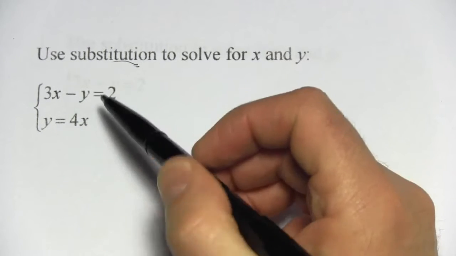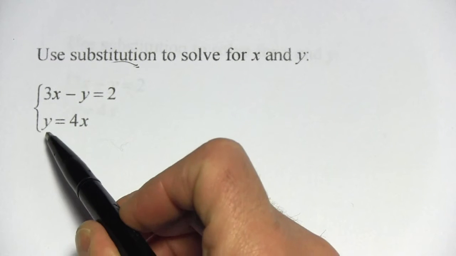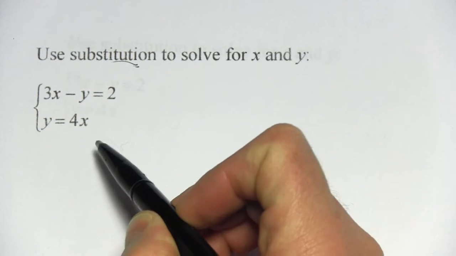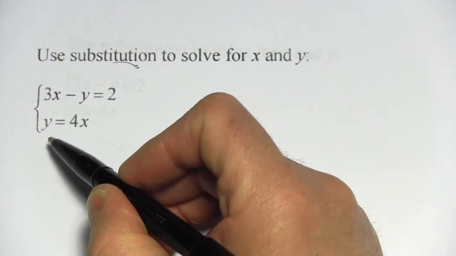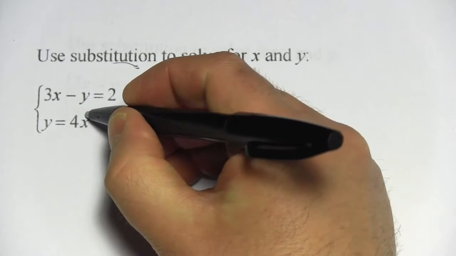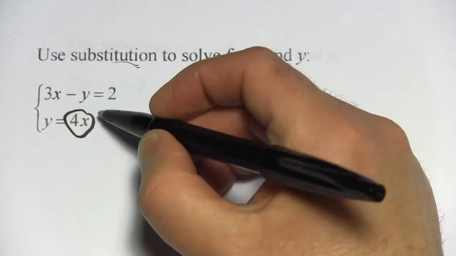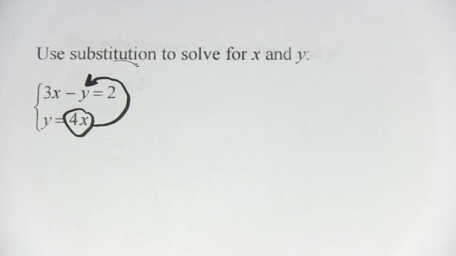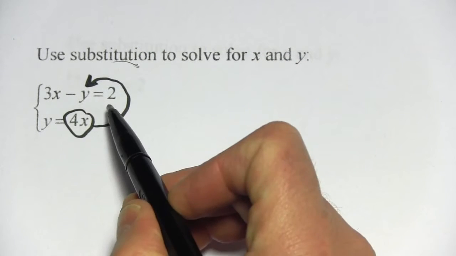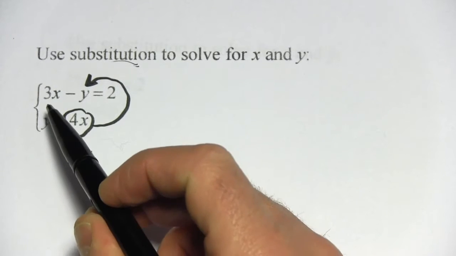And this works particularly well if you have one of the equations solved for one of the variables. So you can see the second one, we have y equals 4x. What that means is, wherever you see y in the other equation, you can substitute 4x. So to solve this, we're going to substitute 4x in for this y up here. What that will give us is an equation with just x's that we can solve. Let me show you how we do that.